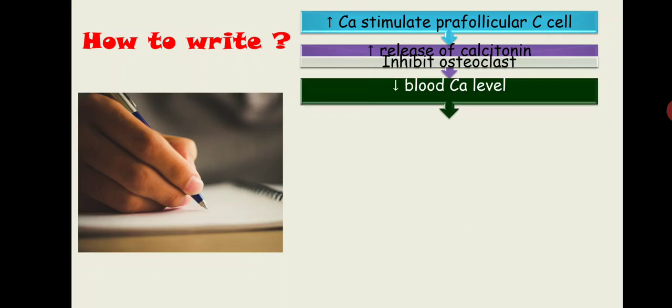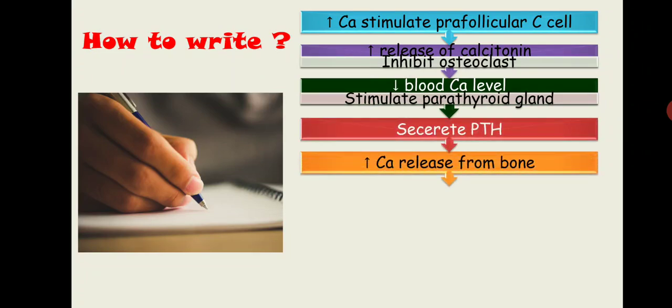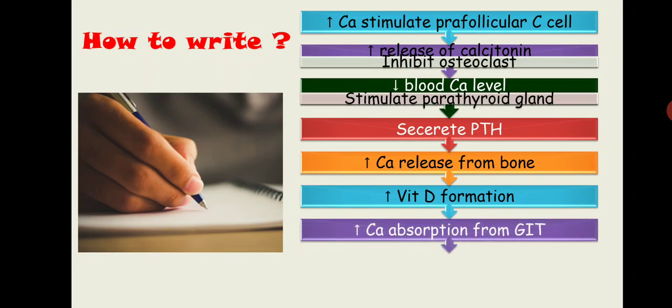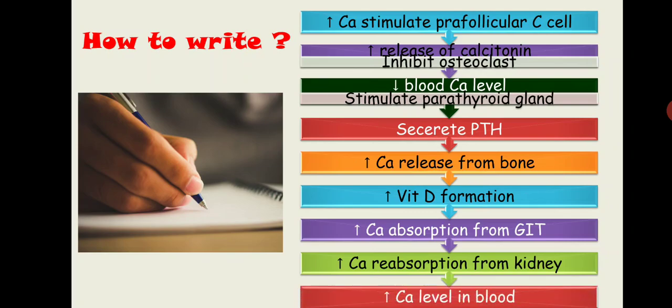So whenever there is a decreased blood calcium level, it will stimulate the parathyroid gland, and once the parathyroid gland is stimulated, it will secrete parathyroid hormone, and it will increase the calcium release from the bone. The other action, it will increase the formation of vitamin D, and this vitamin D will ultimately increase calcium reabsorption in the GIT, and parathyroid hormone will increase calcium reabsorption from the kidney. So ultimately that will lead to increased calcium level.